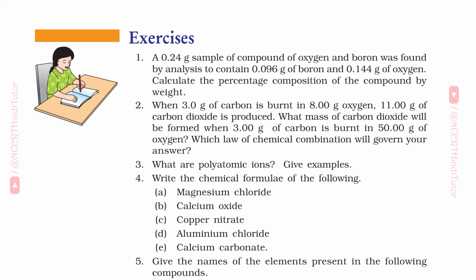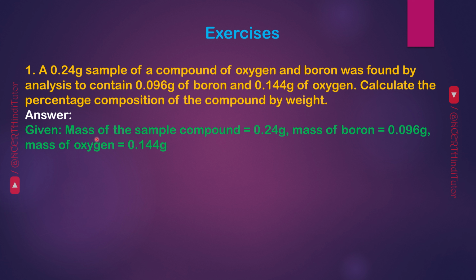Exercises. Question 1. A 0.24 gram sample of compound of oxygen and boron was found by analysis to contain 0.096 gram of boron and 0.144 gram of oxygen. Calculate the percentage composition of the compound by weight. Answer. Given mass of the sample compound is equal to 0.24 gram, mass of boron is equal to 0.096 gram, mass of oxygen is equal to 0.144 gram.